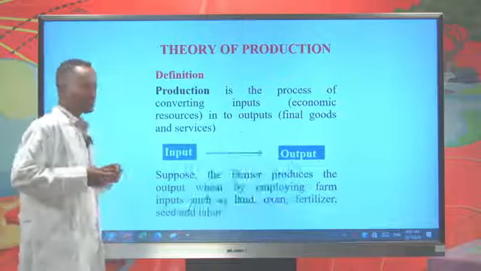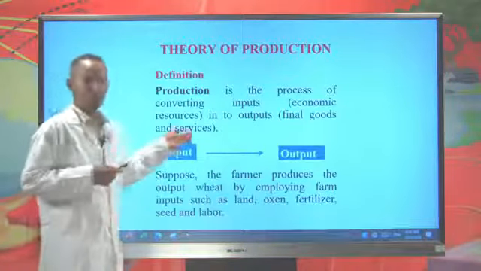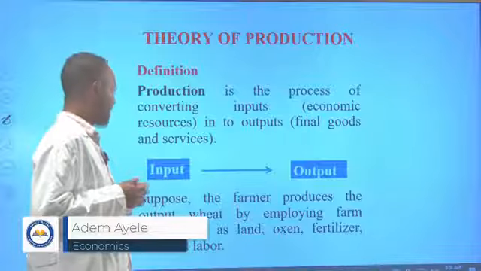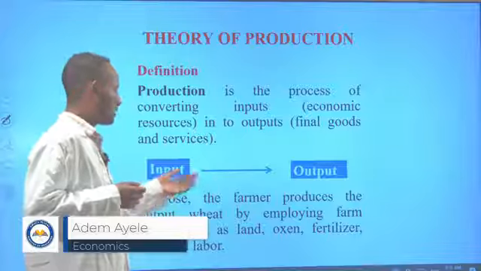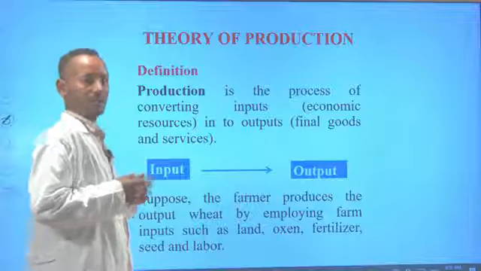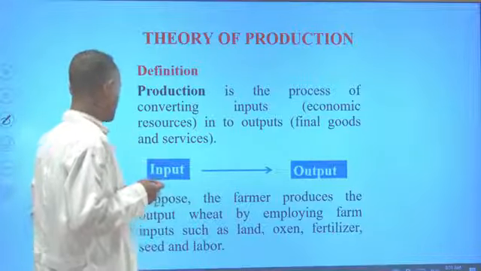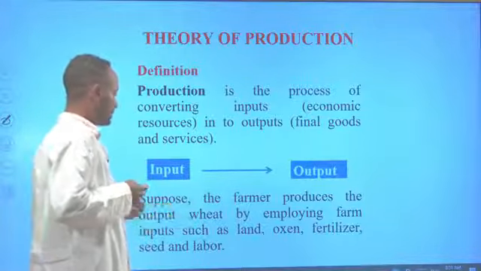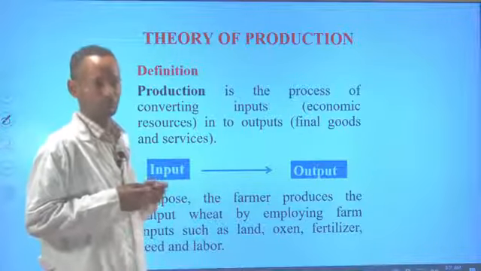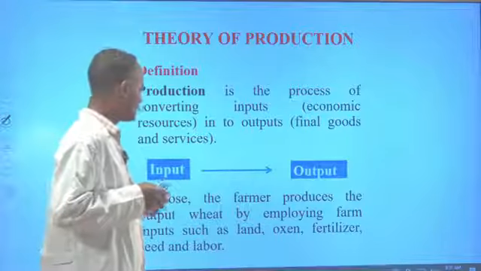Production is the process of converting inputs into outputs. It is the process of converting economic resources into more useful forms. Suppose the farmer produces the output wheat by employing farm inputs such as land, oxen, fertilizer, seed, and labor. From this example, land, labor, oxen, fertilizers, and the like are considered as inputs, but the output is the wheat.